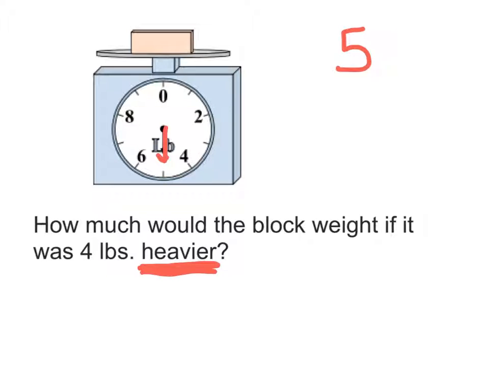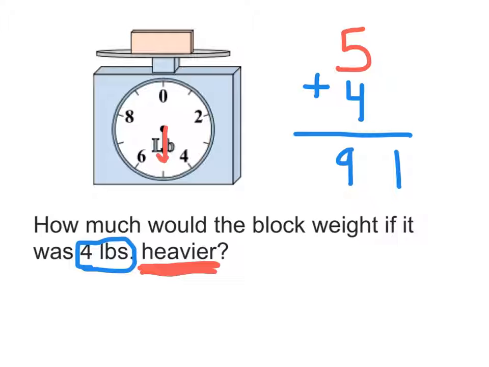Now we want to know if it is 4 pounds heavier. So we're making it heavier, which means we're adding weight. So all we're going to do is just add the extra 4 pounds. So now we have this simple addition problem, 5 plus 4, which gives us 9. And there would be 9 pounds.